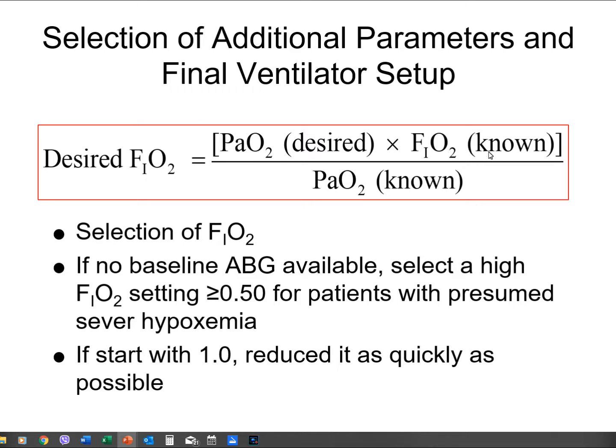And FiO2 is known. Let's say the patient's on 40. And then your PaO2 that's known is going to be from your blood gas. So I can give you these three values, and then you would have to calculate the desired FiO2. When we talk about desired FiO2, that just means this is the FiO2 you need to set the ventilator at to get the desired PaO2.